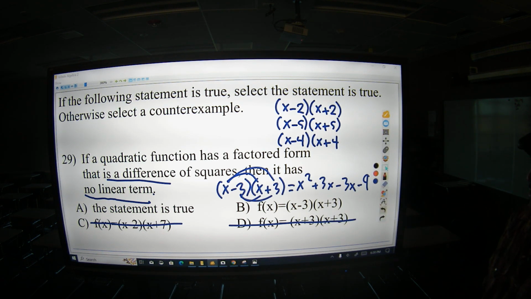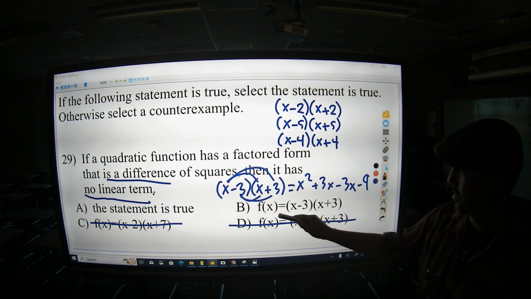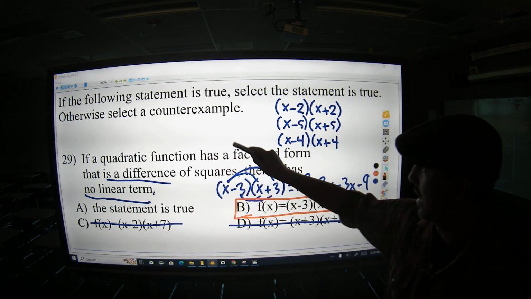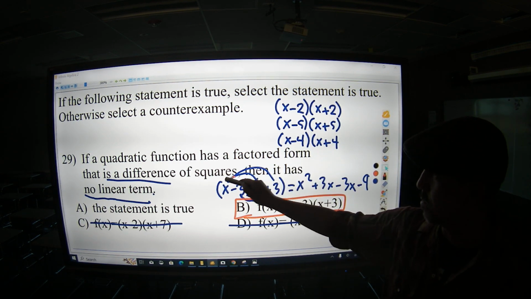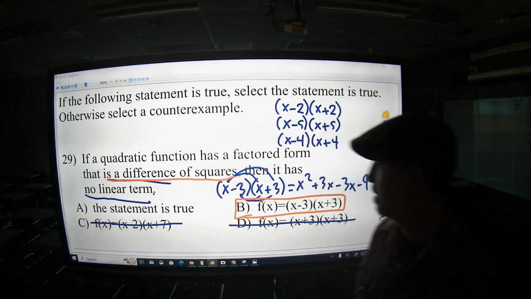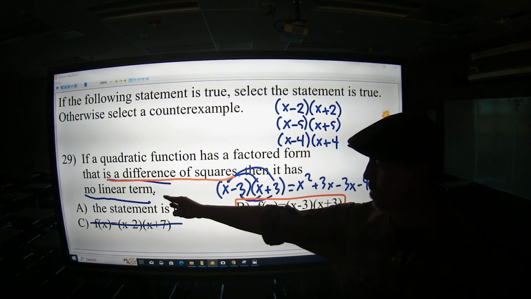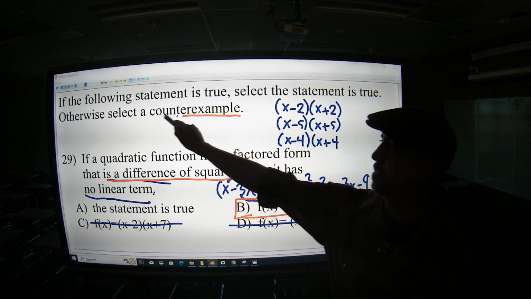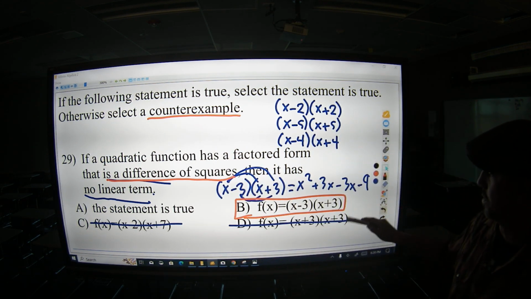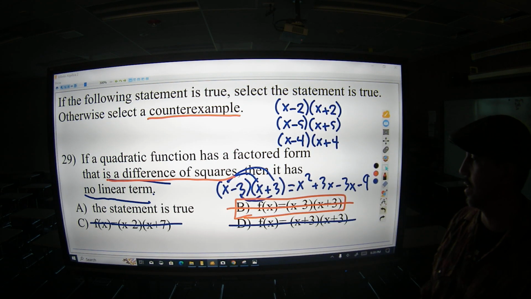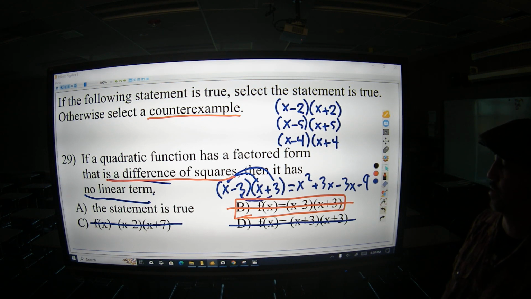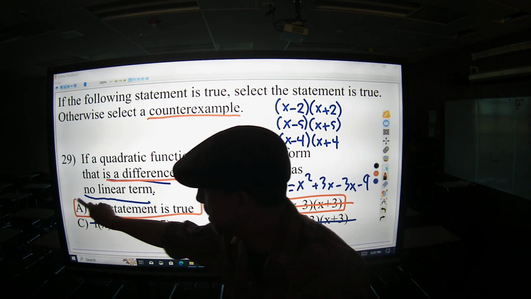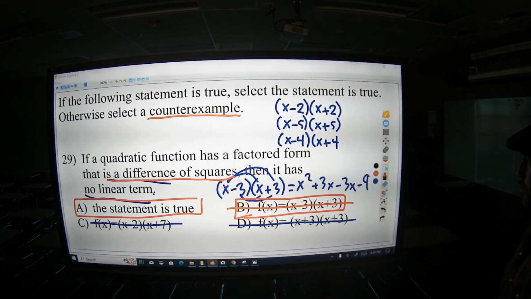So we've just seen, wait a minute, this right here, B, is a quadratic function that has a factored form and it's a difference of squares. So this makes the hypothesis true. And it has no linear term. So it makes the conclusion true. So it's definitely not a counterexample, right? This is an example. And then in that case, I'm not going to use that. And so you should be able to see that this is always going to be true. And so the answer is A, because we've eliminated all the other possibilities.